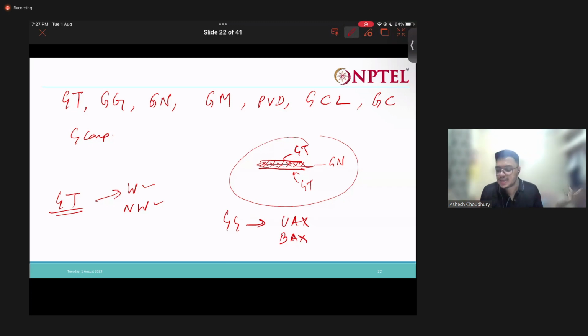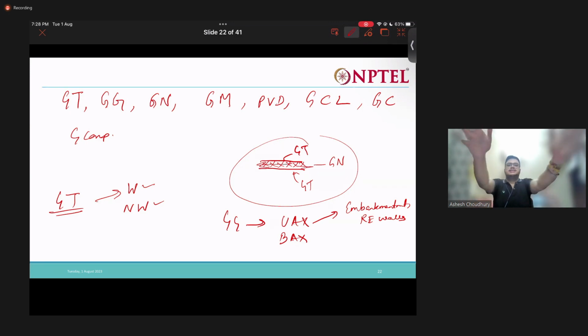So where are uniaxial geogrids mostly used? Uniaxial geogrids are generally used as reinforcement layers in embankments or RE walls, reinforced earth walls. In RE walls or embankments, the out-of-plane direction is very long, right? Embankments are long structures, very big structures.